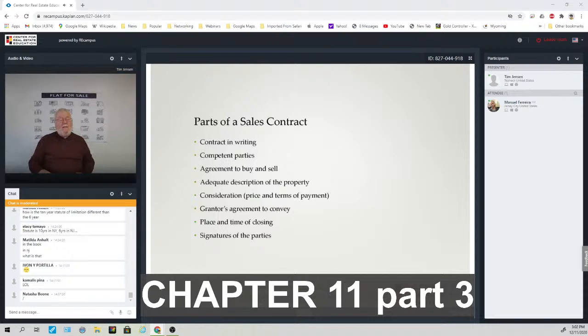And then underneath that, the financial disclosures. How much are they putting down? When are they putting down? How much is the mortgage, if any, that is going to be required? Is there additional deposit monies brought to closing?